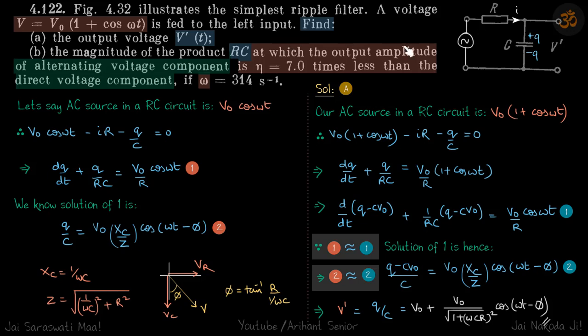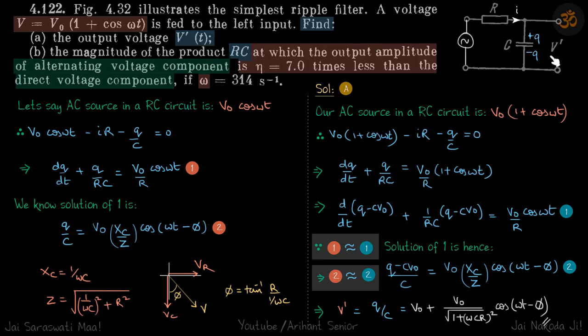In the problem, it's given that the input voltage is V0 (1 + cos omega t). That's fed here. We need to find what will be the output voltage. And then we need to find the RC at which the output amplitude of alternating voltage... Okay, we'll see this part later. Let's just find V dash t first, because the second question is related to V dash t. Once we find V dash t, this second statement will make sense.